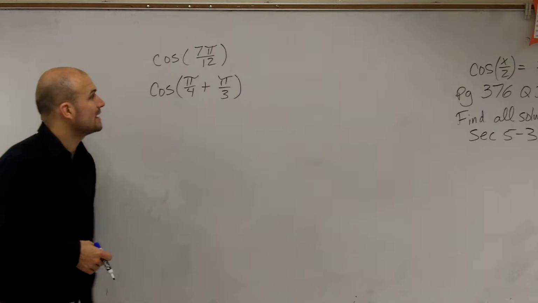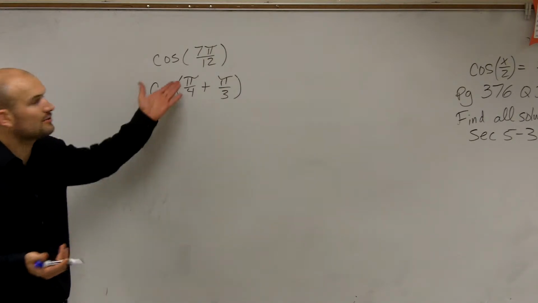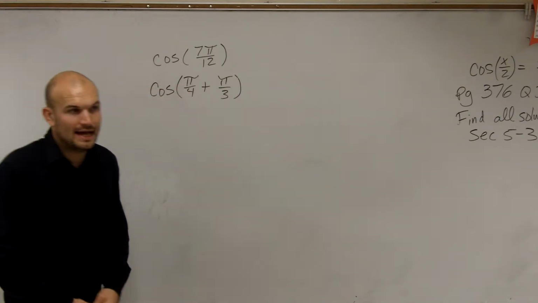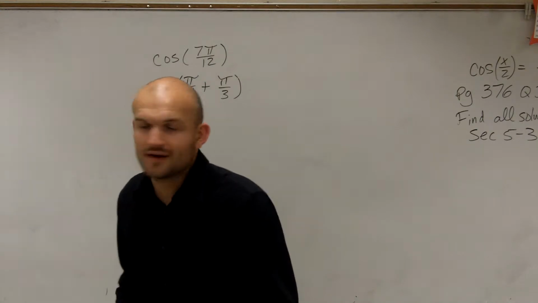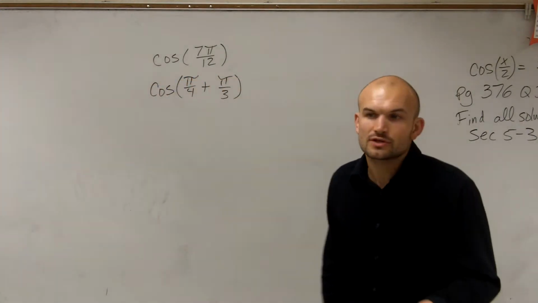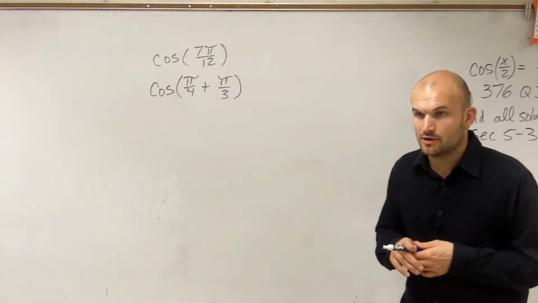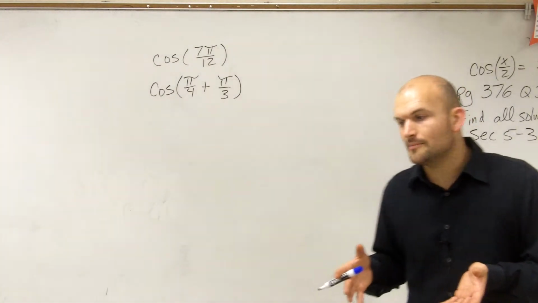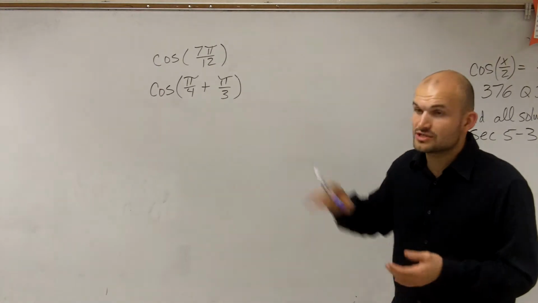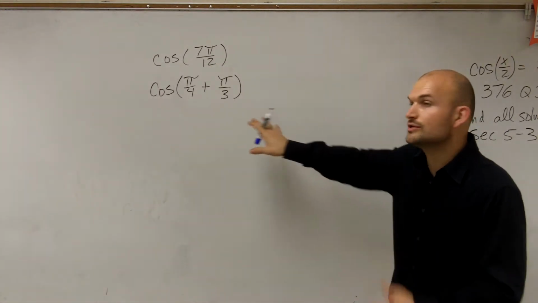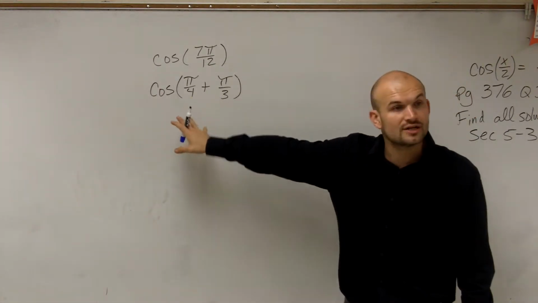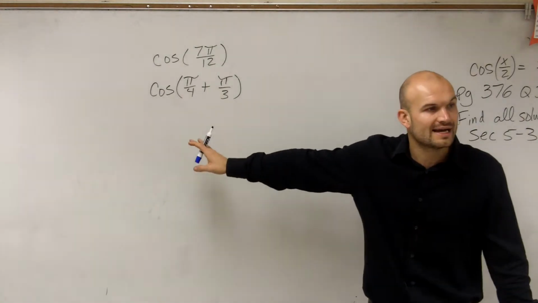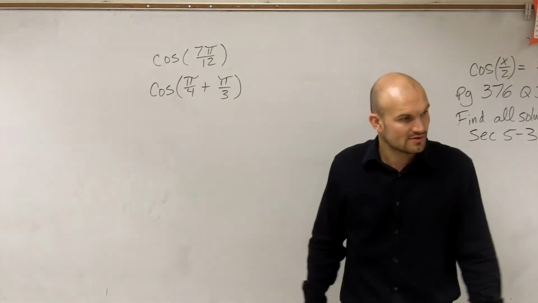What I'd like to do is go through with you guys on how to determine, in reality, the cosine of 7 pi over 12. If you look at the unit circle, we don't have a point that directly gives us the cosine of 7 pi over 12. However, what we're going to learn by using our sum and difference trigonometric equations is that we can represent this as the addition of two angles that we can find the cosine of.